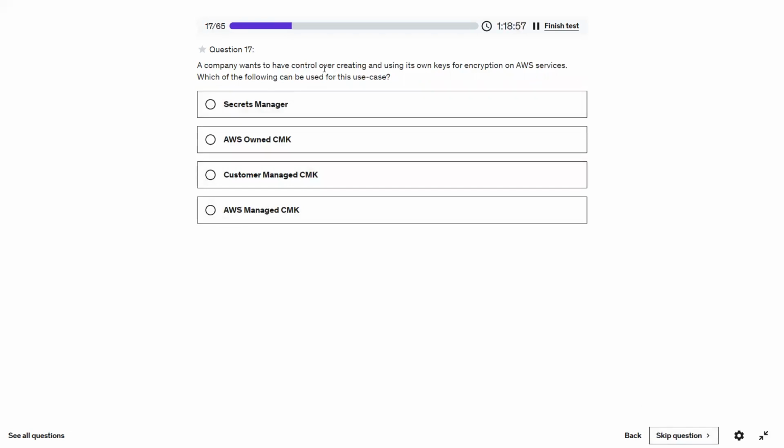A company wants to have control over creating and using its own keys. So the company wants to use its own key. So what is the use case? That is the customer managed CMK, because Secrets Manager is to store the key. Not AWS owned, not AWS managed, customer managed.